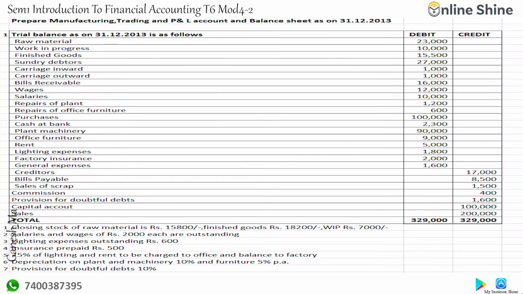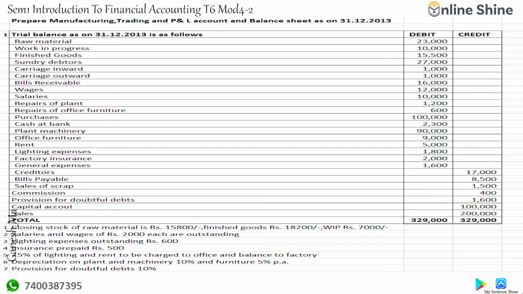Now all these effects are posted. Some are related to manufacturing, some related to trading, some related to P&L account, and some related to balance sheet items. Now these items which are posted in my inner column, on those items there are some adjustments which are given below. Whatever items are posted directly in the outer column, there is no adjustment.